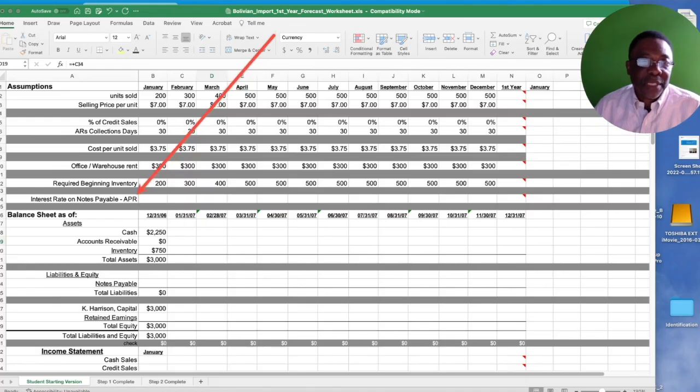The last thing we need to populate is the interest rate on the notes payable. And this is the annual percentage rate. That's what APR stands for.